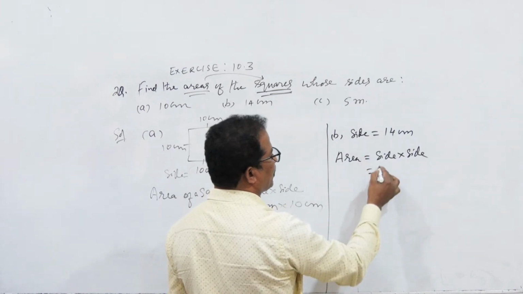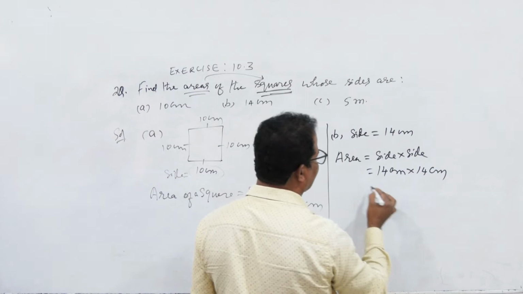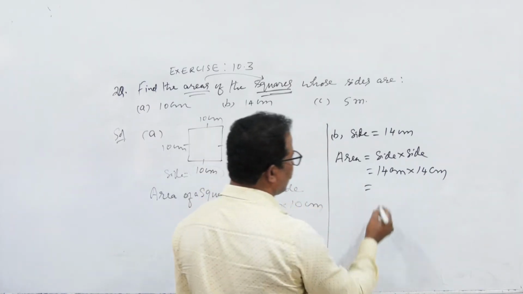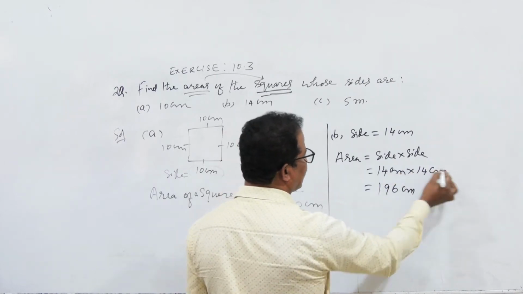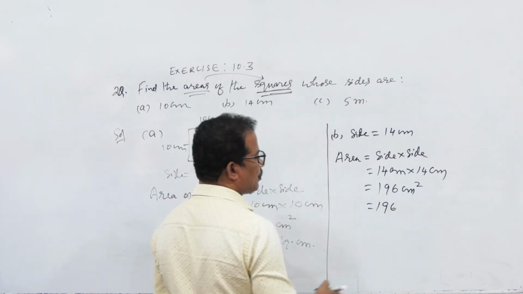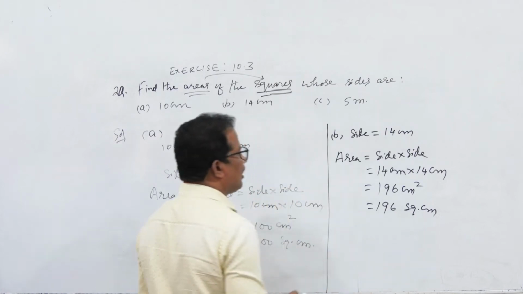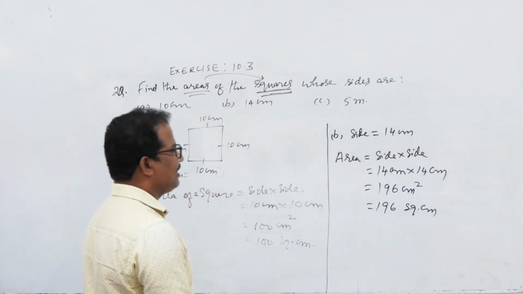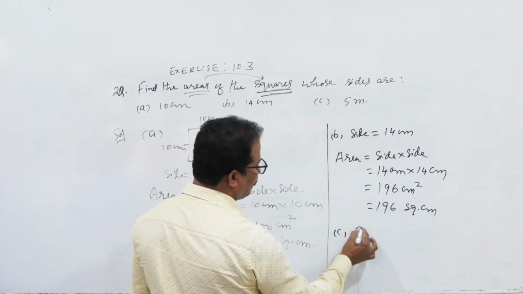And the side is given how much? 14 centimeter into 14 centimeter. Okay, 14 14s are how much? 196. Then centimeter into centimeter, centimeter square. So we can write the area as 196 square centimeter. This is the area of this square whose side is 14 centimeter. Understand?